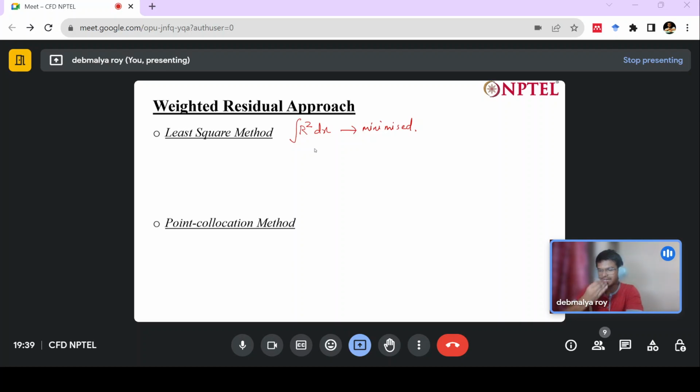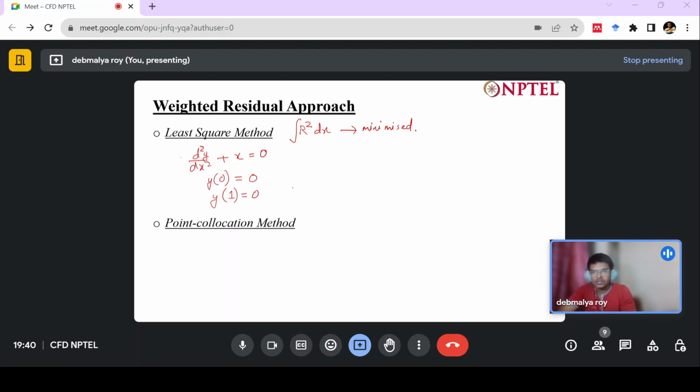So let's take an example. Let's say there is some equation like d2y dx2 plus x is equal to some kind of equation like this. We first have to find some residual there, and we need to give boundary conditions as well. So let's say at x is equal to 0, y is 0, and at x is equal to 1, y is 0.